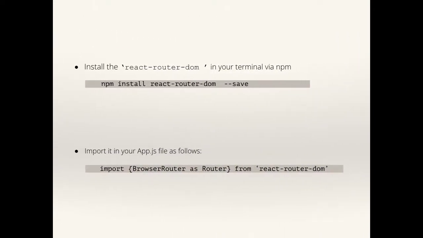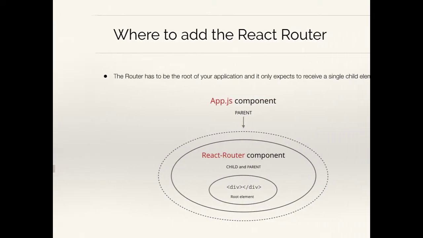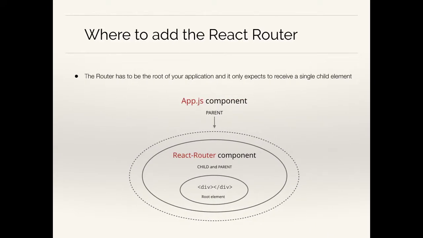Okay, and this is the syntax for the installation and for the import. We will have to install React Router DOM in our terminal via npm. And after this, we have to import it in the app.js as follows. But before we go to Visual Studio, we have a graphic representation of how things are going to look.